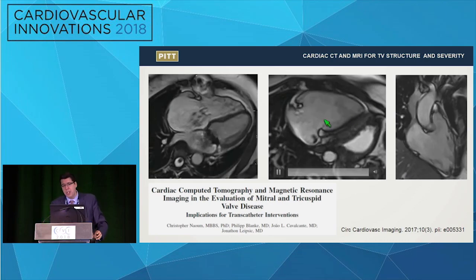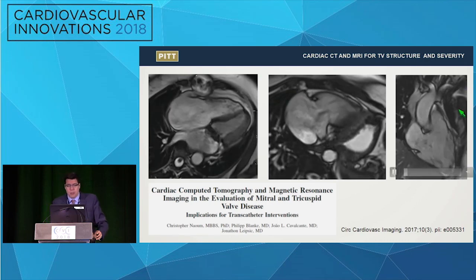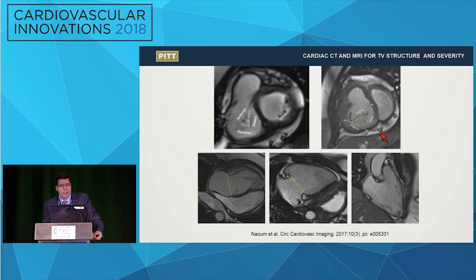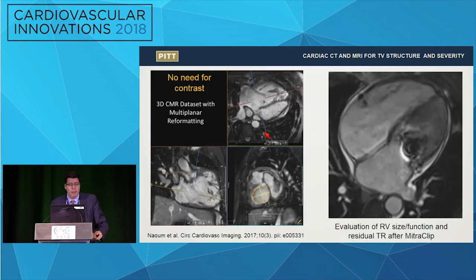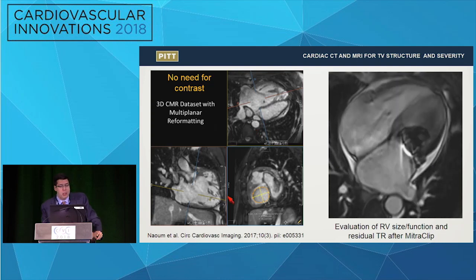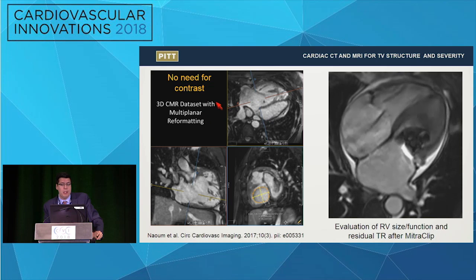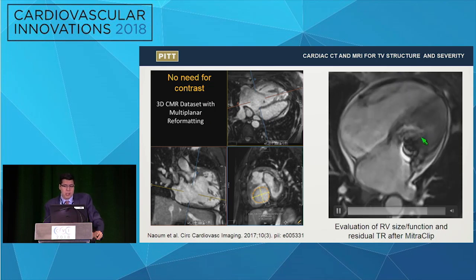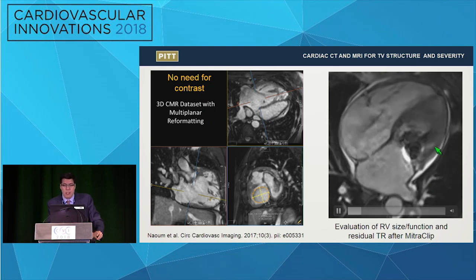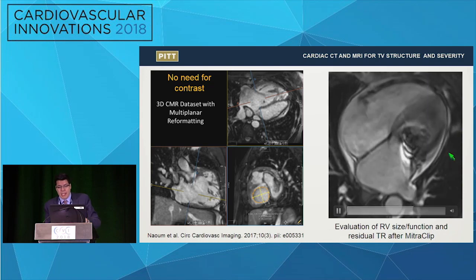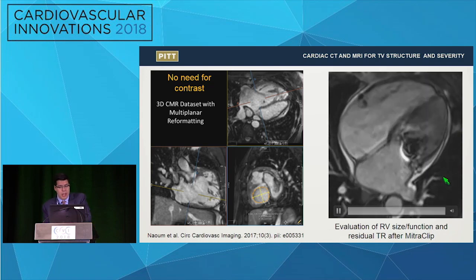We can do a 4-chamber, a 2-chamber, dedicated RV inflow and outflow view. Can look at the leaflets as well, do the same measurements. We can even do three-dimensional segmentation of the annulus, similar to what we did with CT without the need of contrast. An evaluation also of a residual RV dysfunction in tricuspid regurgitation can be done in patients after mitral clip.